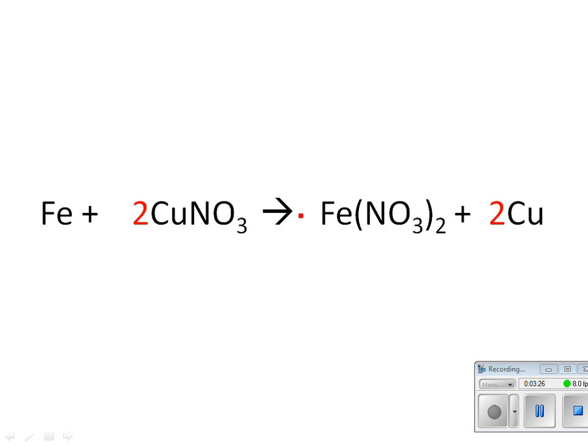We've got 1 mole of iron reacting with 2 moles of copper nitrate to produce 1 mole of iron 2 nitrate and 2 moles of copper.